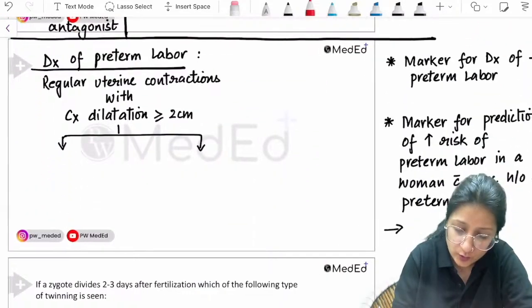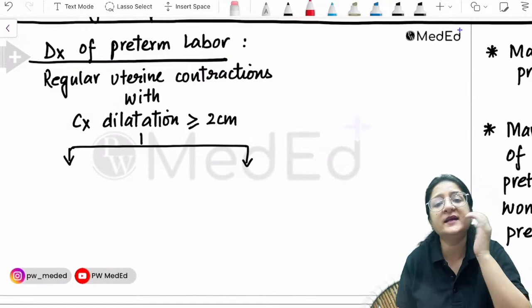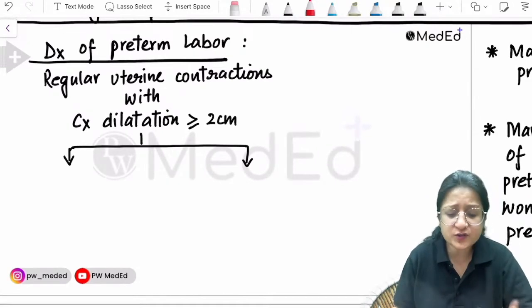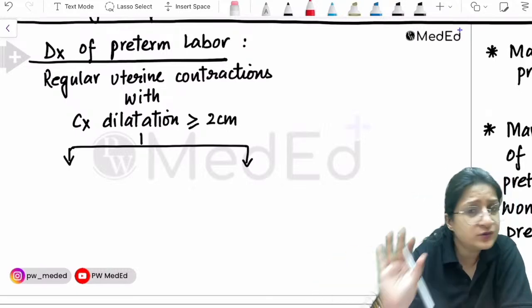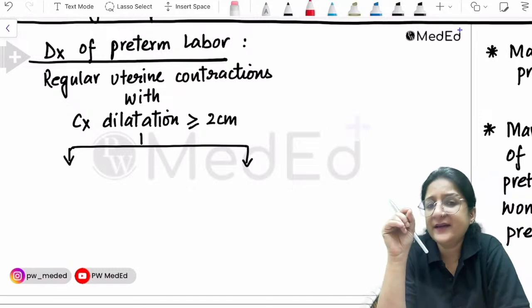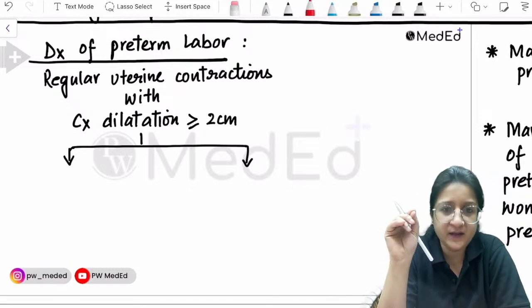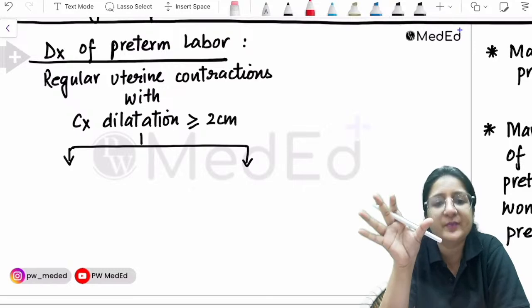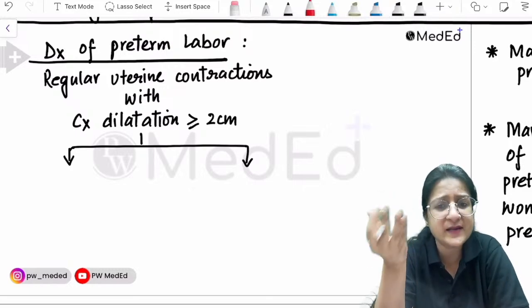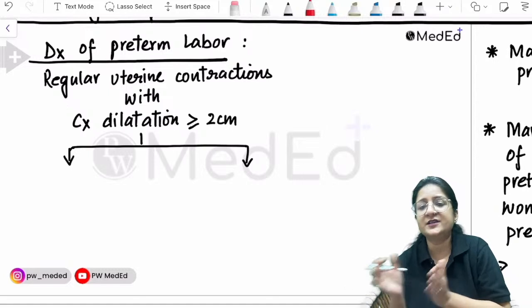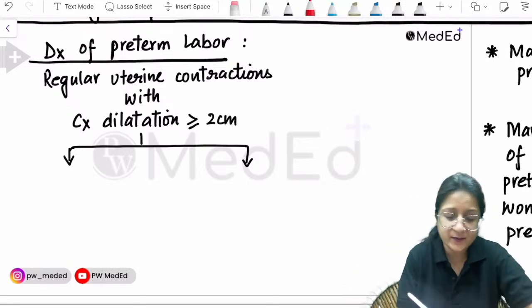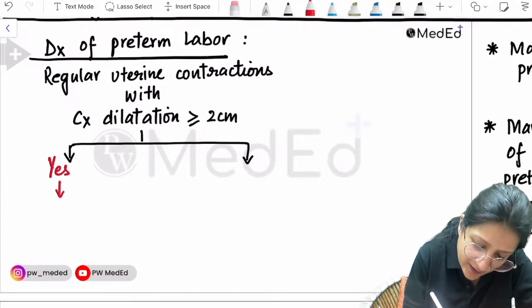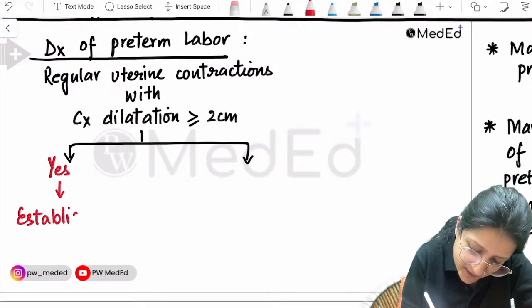And then what else should you know regarding preterm labor? You should know how to make the diagnosis of preterm labor. The diagnosis of preterm labor is made like any other labor: there are regular uterine contractions with cervical dilatation of at least 2 centimeters on initial presentation. This is how you diagnose labor anyway. Regular uterine contractions with cervical change. Which change is most important? Dilatation more than or equal to 2 centimeters. If yes, then this is established preterm labor.